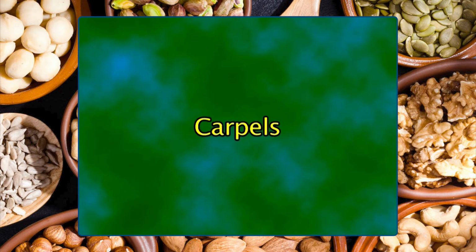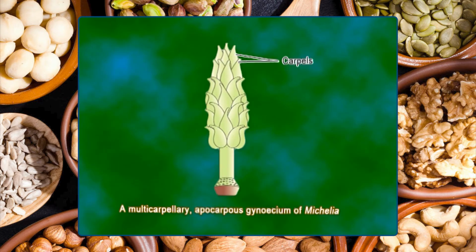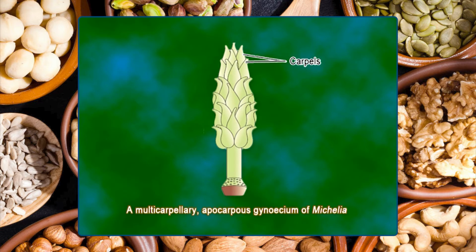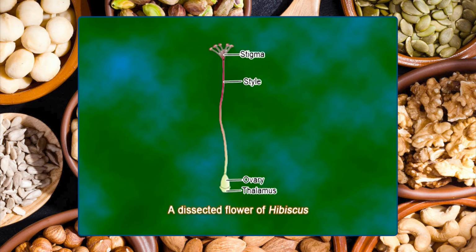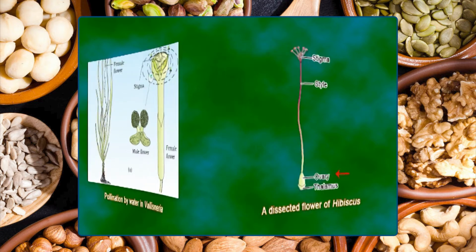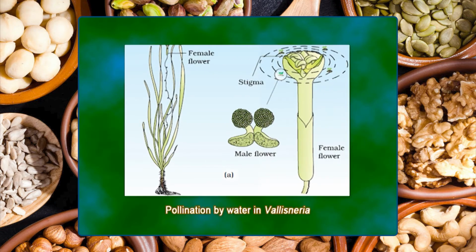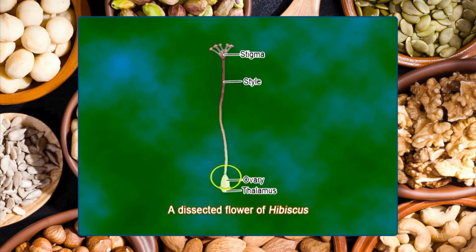Now the carpels. The carpel is present in the female reproductive part of the flower. It has three parts, the stigma, style and the ovary. The stigma serves as a landing platform for pollen grains. The style is the elongated slender part beneath the stigma. The basal bulged part of the carpel is the ovary. Inside the ovary is the ovarian cavity, that's locule, where the placenta is present.